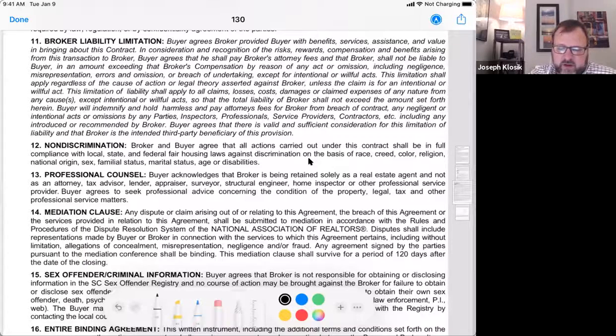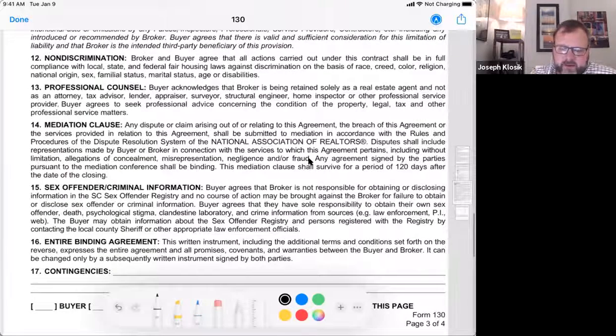Section 12 says you will not discriminate, right? This form is a couple years old, so it hasn't been updated as far as sexual orientation or identity. However, it does say these are the areas in which we don't discriminate in this contract or in contracts in which we're signing to purchase real estate.